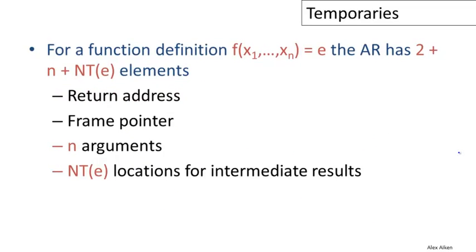Once we've computed the number of temporaries required to evaluate a function body, we can add that much space to the activation record. So now our activation record is going to require 2 plus n plus nt of e elements. And so the 2, of course, are for the return address and the frame pointer. The n is for the n arguments to the function, and then the rest of it is just the space required for the temporaries.